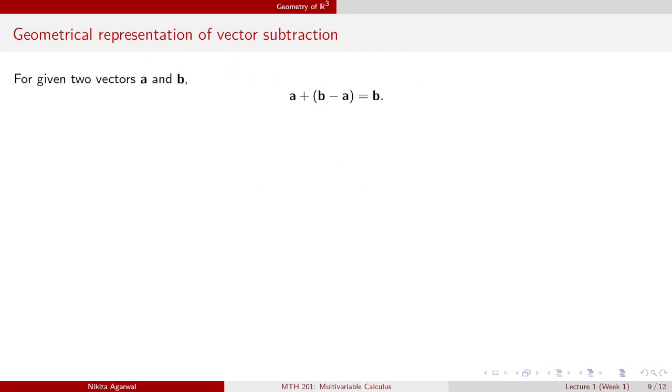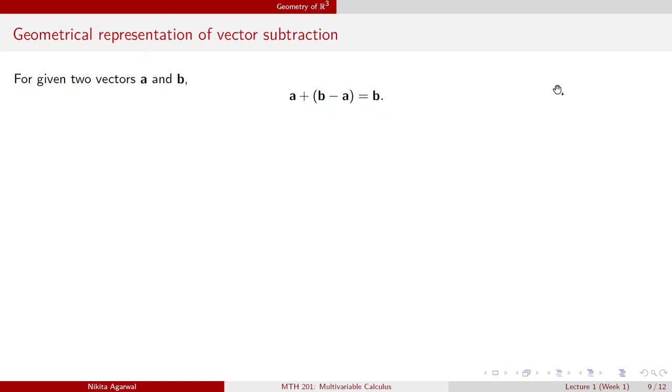All right. Now let us look at the geometrical representation of vector subtraction. If you are given two vectors a and b, you can think of minus a as scalar multiplication of a by minus 1, right? So b minus a is what? b plus minus a, right? So when you do a plus b minus a, you get b, right?